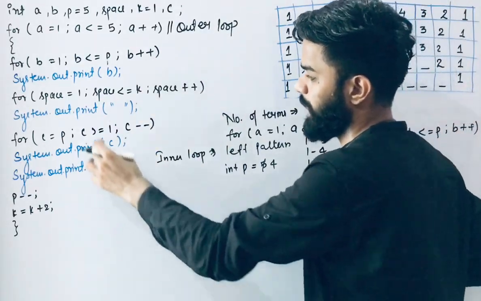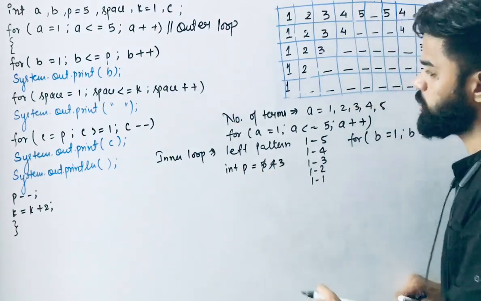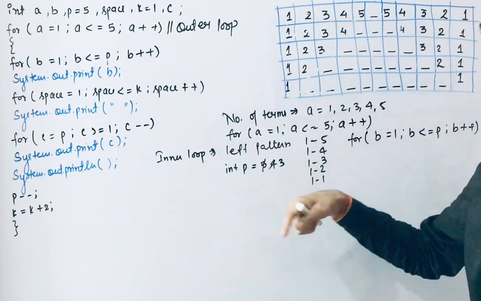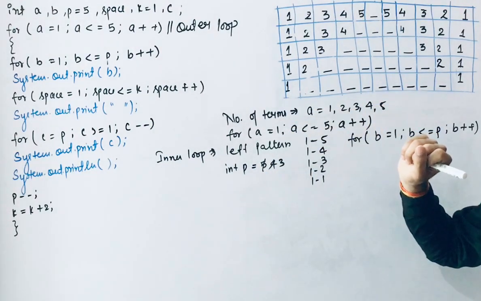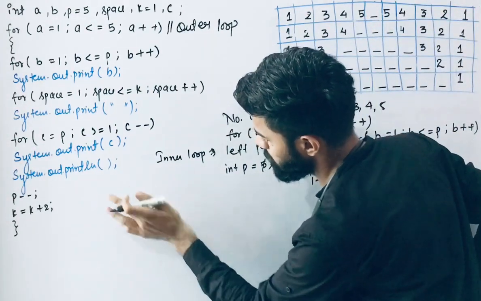And then we complete the loop, and then again it comes here, and then P minus minus means 3. So first it printed 1 to 5, 1 to 4, and now it prints 1 to 3, and then 1 to 2, and then 1 to 1. So I think there is no doubt regarding this left pattern. Now the next is space.